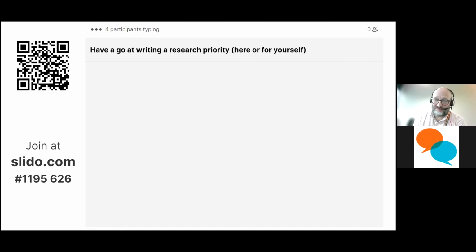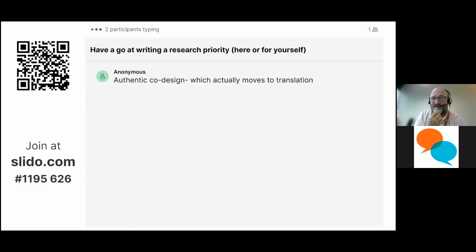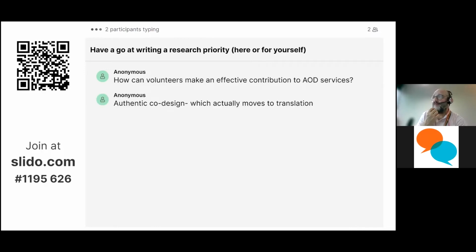I think that's something that I've got some things prepared for you to work with. So I'm happy with that example. Come back to that again. Authentic co-design, which actually moves to translation. Okay, how can volunteers make an effective contribution to AAD services? Cool.